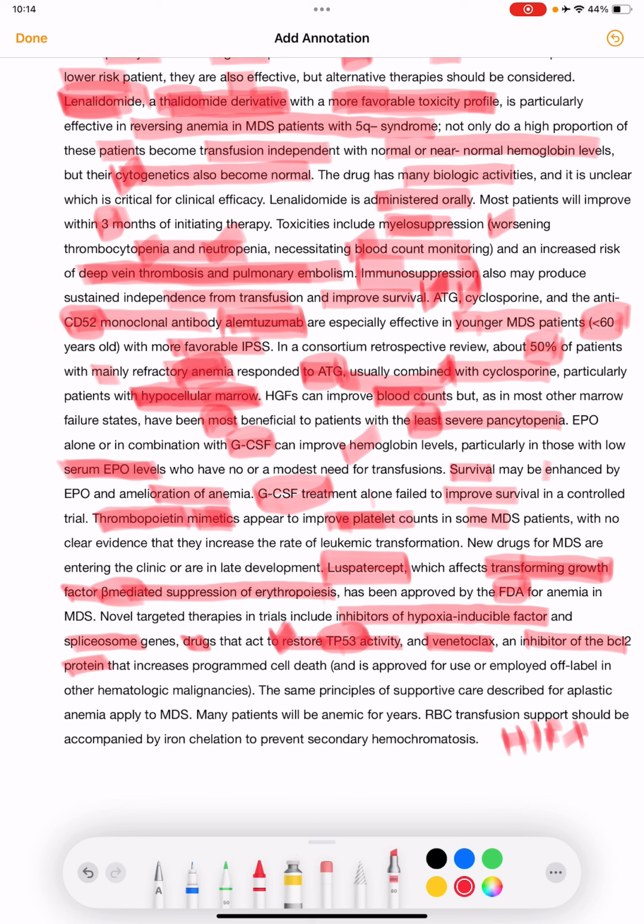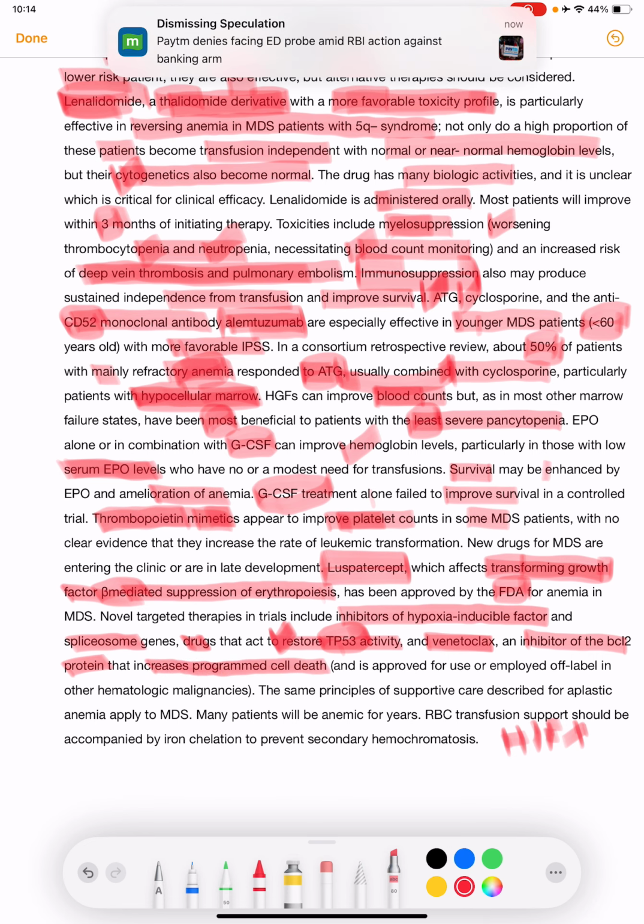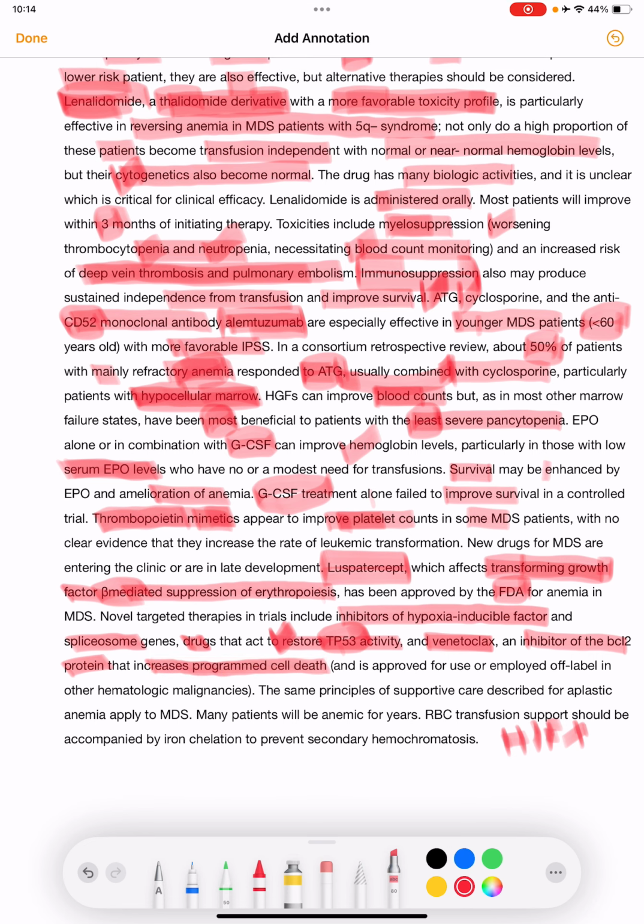So it increases programmed cell death. So this is approved for use or employed off-label. So venetoclax is an inhibitor of BCL2. So this is approved for use or employed off-label in other hematological malignancies, and the same principles of supportive care apply as for aplastic anemia. So same supportive care, infection has to be treated, blood transfusions.